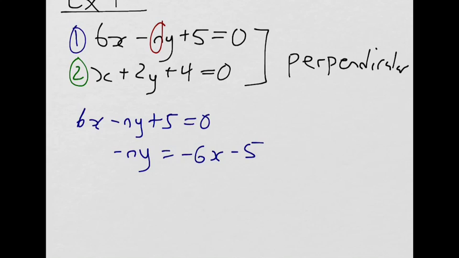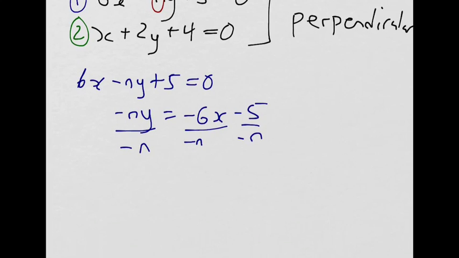And then what do I do after that? I'm not done yet. What do I divide everything by? Negative n. If I knew what n was, I would divide everything by that. So that's what we do. Even though we don't know what n is, we treat it like we knew it, and we go as far as we can with it. So that would give you just 6 over n x, the negatives cancel, plus 5 over n. Again, the negatives cancel.